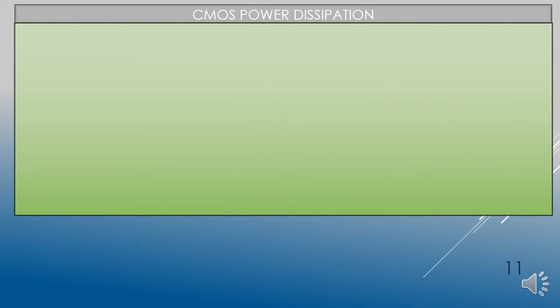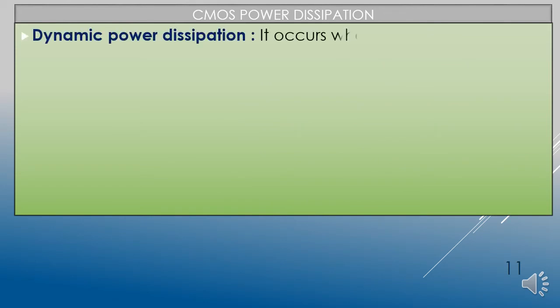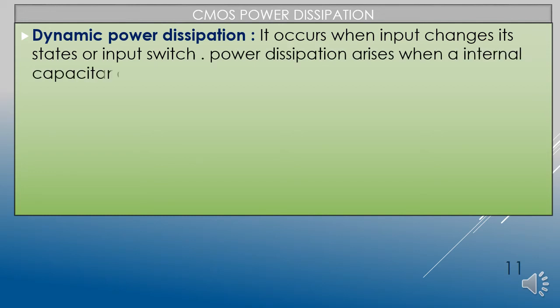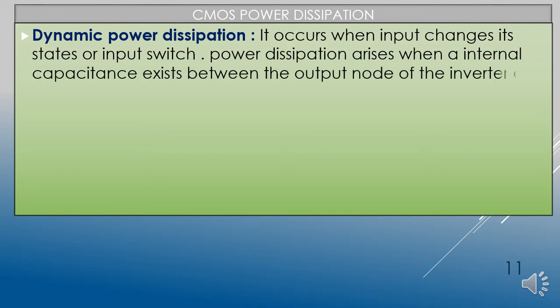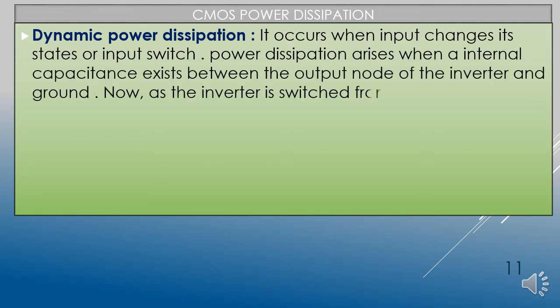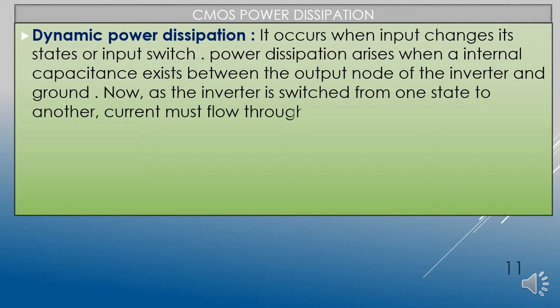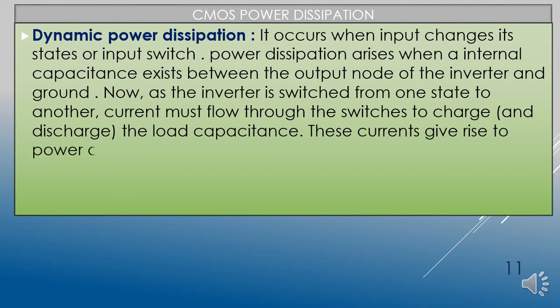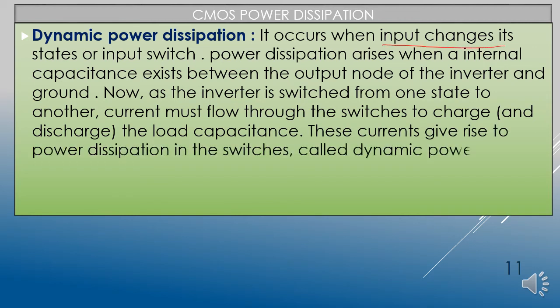And next is dynamic power dissipation. It is an important topic for ISRO or other examination interview questions. But the dynamic component of CMOS is not 0. What is dynamic? Dynamic is when input is changing, when input is changing from 0 to 1 or 1 to 0. This condition is called dynamic.